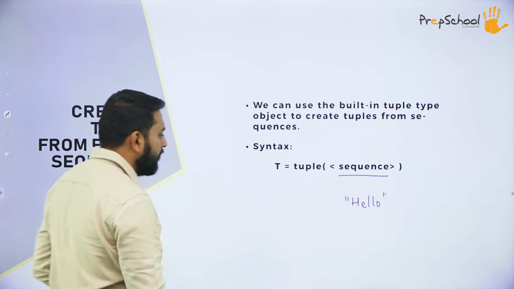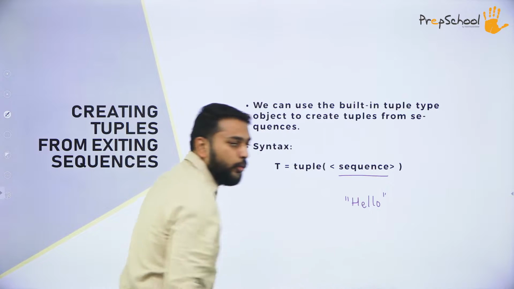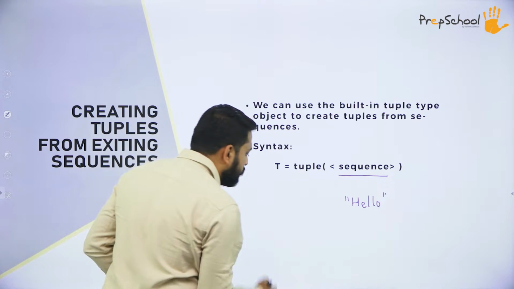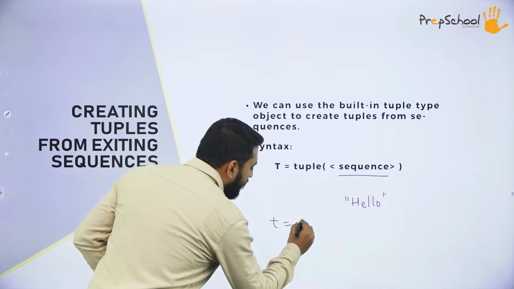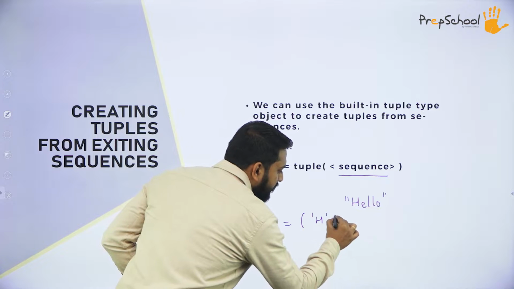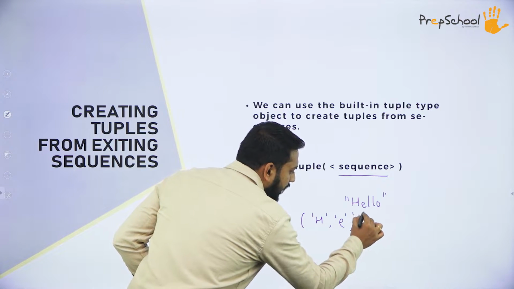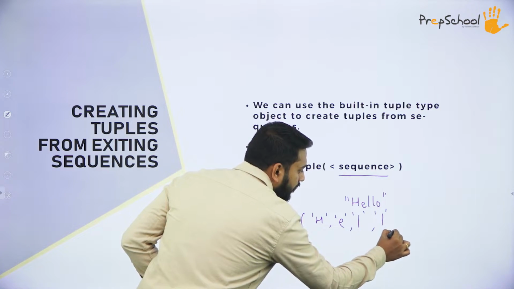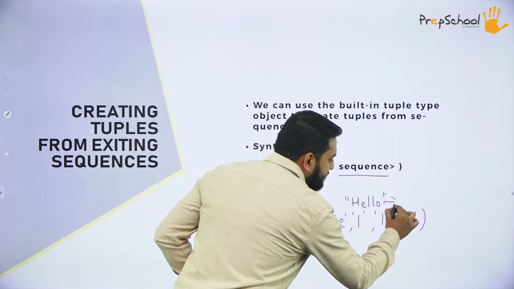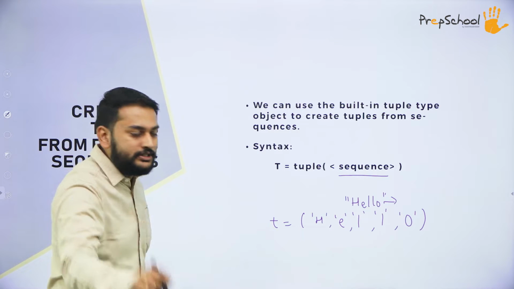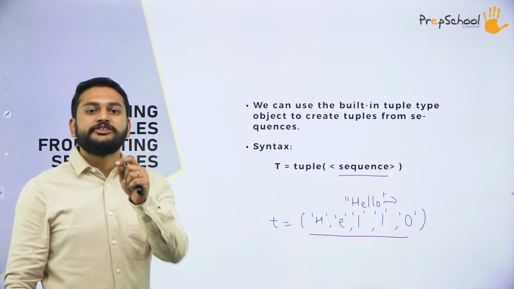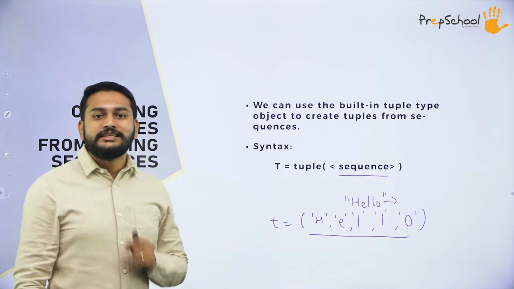You need to observe here. I have given hello within the double quotes, but after converting this into a tuple, it will exactly look like this. My dear students, observe my example. So if I want to convert this existing sequence into this tuple, is it possible for me? Yes, it is possible with the help of this syntax.